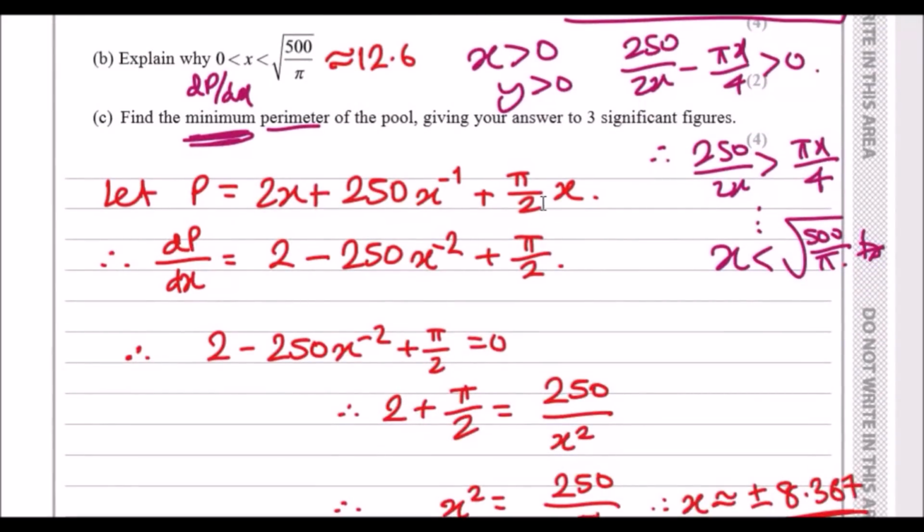Differentiating this first time, so dP over dx, 2x becomes 2. For the next term, the -1 goes in front because you drop the power and subtract 1 from it, so you get -2. And the other one you just take off the x, because remember pi over 2 is a constant. Don't differentiate this or get confused by it.